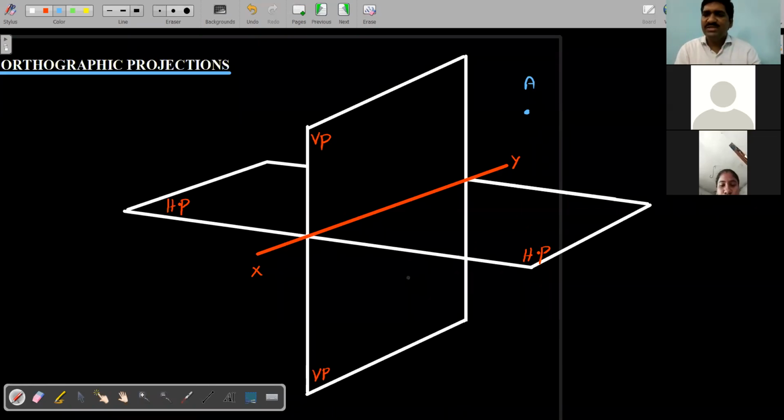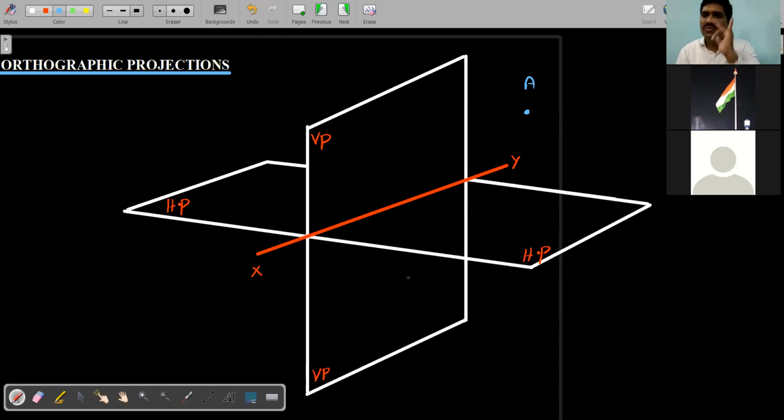What is the meaning of projections? Projections means front view, top view, side view. In the examination, he will be asking to draw the projections, which means we have to draw front view, top view, and side view. Side view we have to draw unless he is asking in the exam. If he was not asking about side view, don't touch the side view.